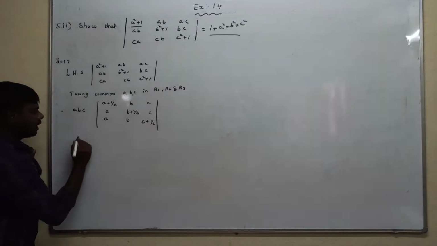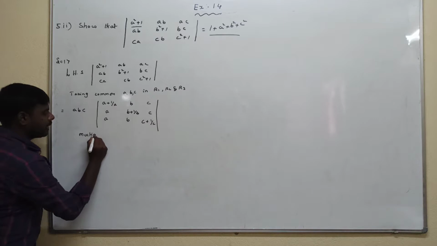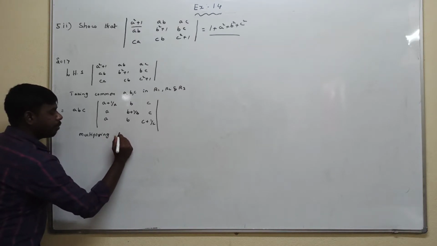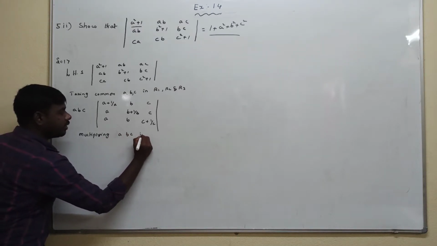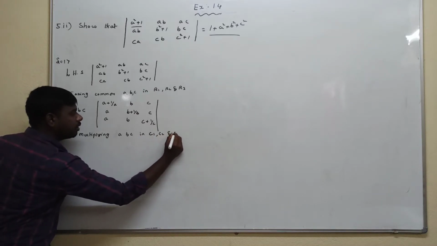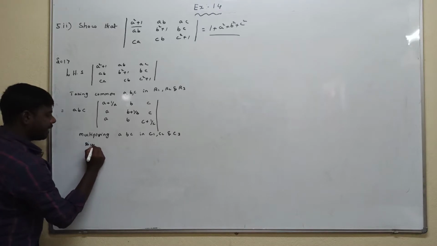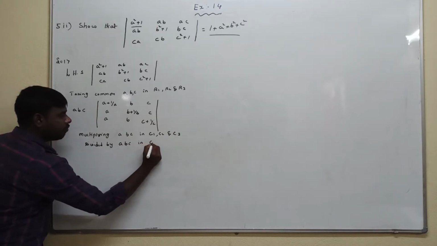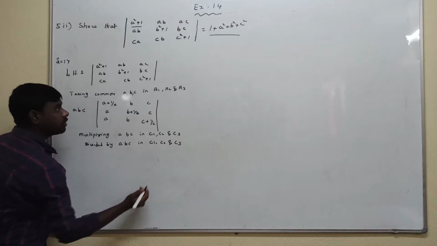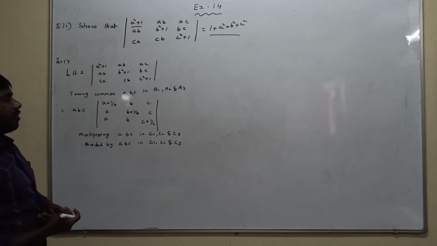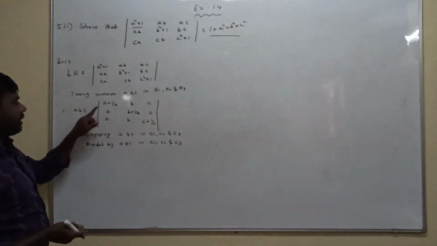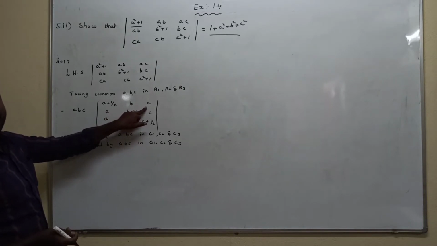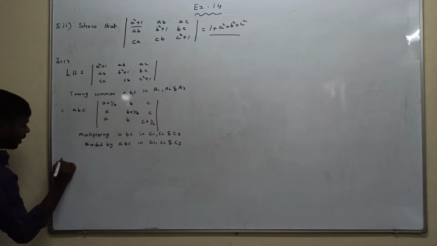After that, multiplying A, B, C in the first column, second column and third column, divided by A, B, C. Multiply with ABC divided with ABC means first column multiply with A divided with A, second column multiply with B divided with B, third column multiply with C divided with C. So that's why we are applying ABC.